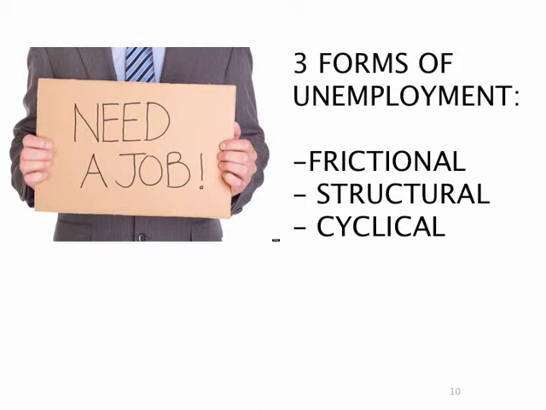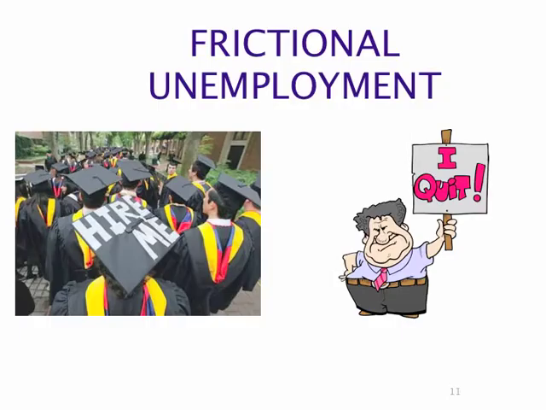There are three types of unemployment: frictional unemployment, structural unemployment, and cyclical unemployment. Frictional unemployment includes those who are temporarily out of work or between jobs. People that are frictionally unemployed could be trying to find work after graduating either college or high school, or they may have just quit one of their jobs in order to find another.